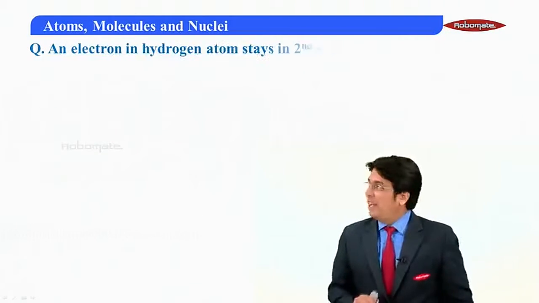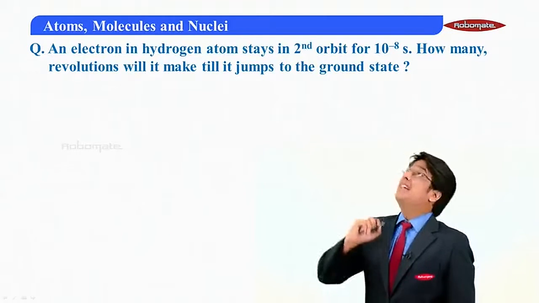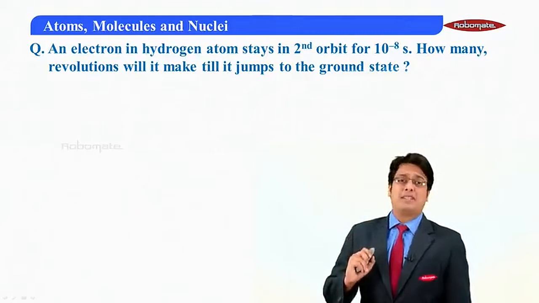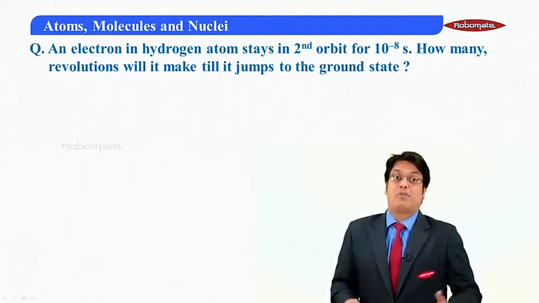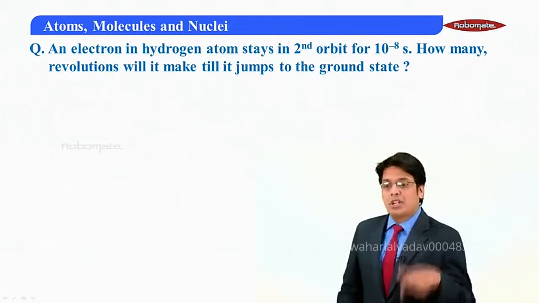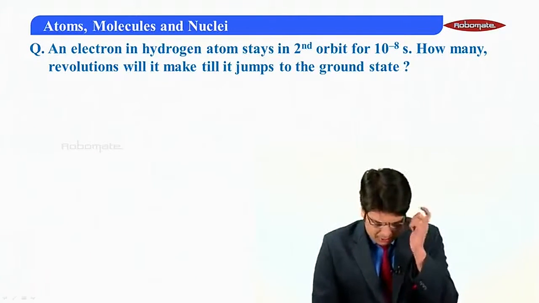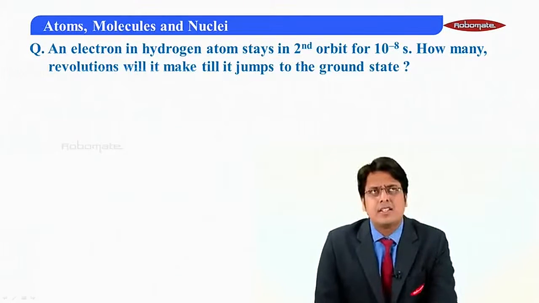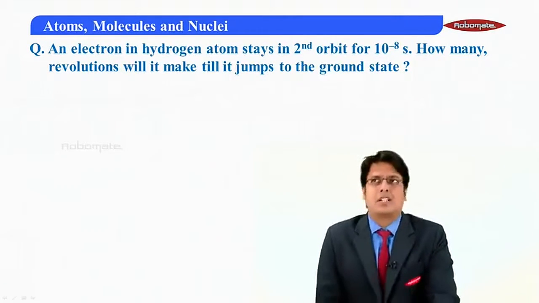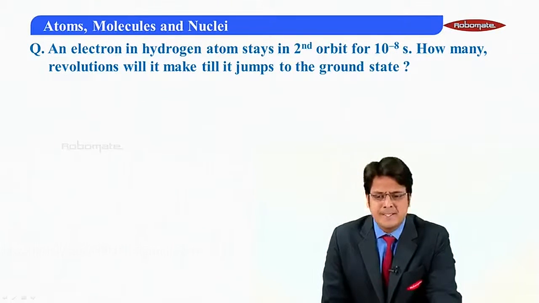Now, before I begin with the drawback, let me start with this: an electron in hydrogen stays in the second orbit for so and so many seconds. So what? Big deal. How many revolutions will it make till it jumps to the ground state? Now that is an interesting question. Quite something to think about. Think. It stays in the second orbit, then it comes down to the ground state, and we need the number of revolutions.